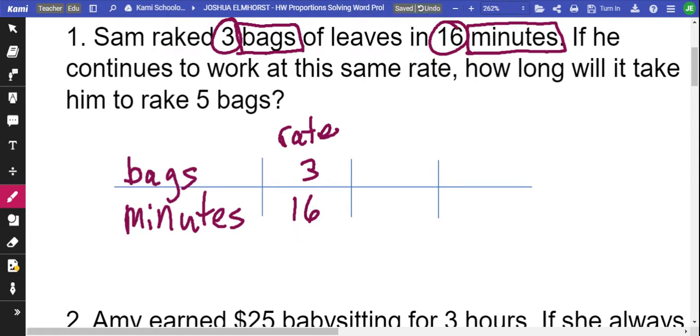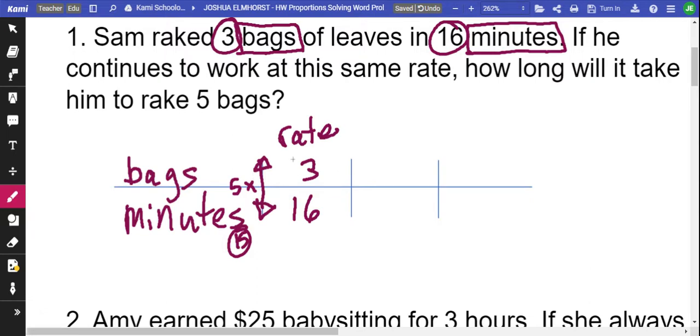So there's three options, three strategies. You can check and see if there is a factor that you can multiply. 3 times something is 16 or 16 times something is 3. But there is no easy factor that works here. 3 times 5 is 15, which gets you close to that.